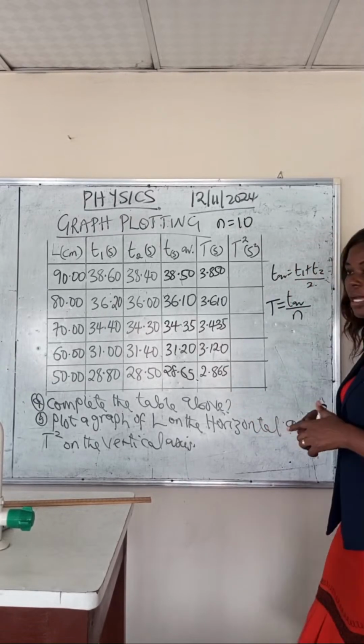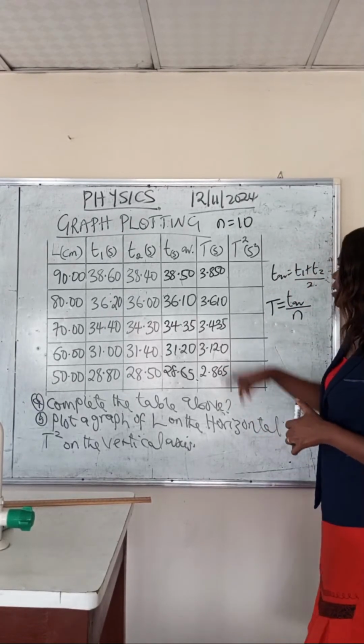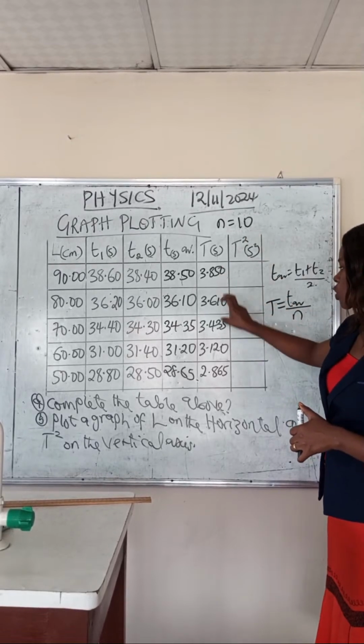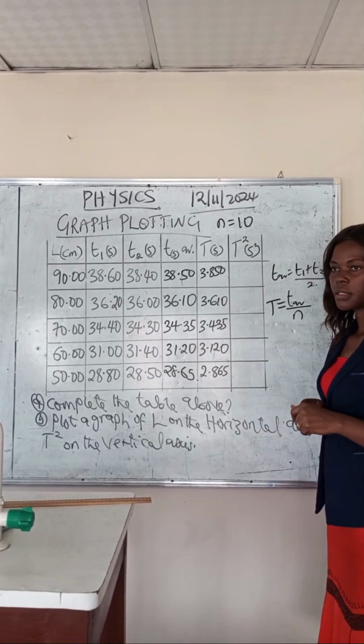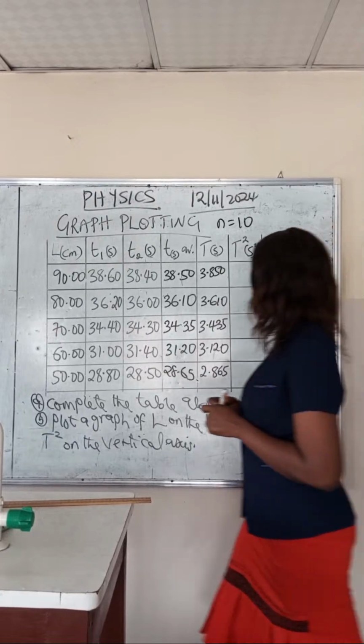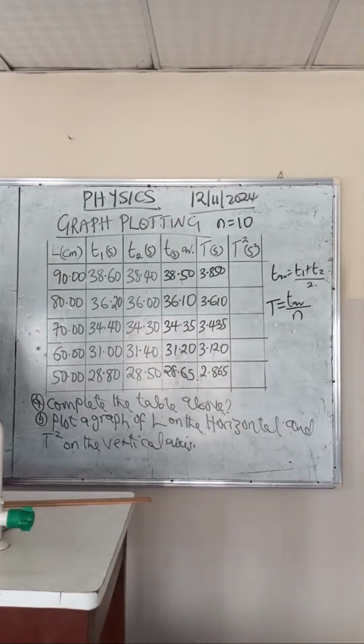2.865. Is that okay? Now the T square. Let's square what we have. T square, the square of T. What is T? Square it. Looks like the value will be too high. But okay, just square, let me see.